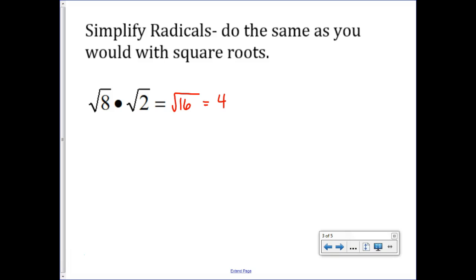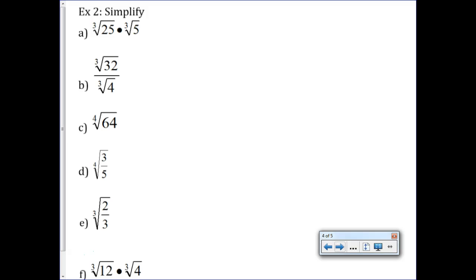So in that same regard then, if we're looking at part A here, if we're simplifying the cube root of 25 times the cube root of 5, I have the cube root of 125. So the cube root of 125 then would be 5. 5 times 5 times 5 would give me 125.